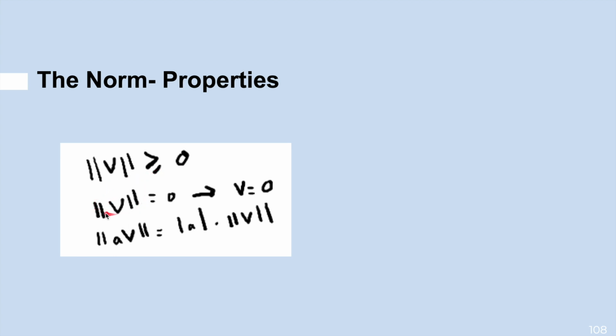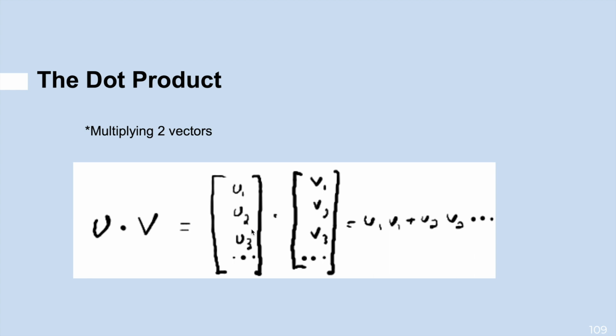So another property would be the norm of a vector. If it is equal to 0, well, that means that the vector itself is equal to 0. When a vector is 0, it's just one dot. It's a point. Now, if I have the norm of a scalar multiplied by the vector, it is just the absolute value of that scalar multiplied by the norm of the vector. Alright, so that is it for the norm.